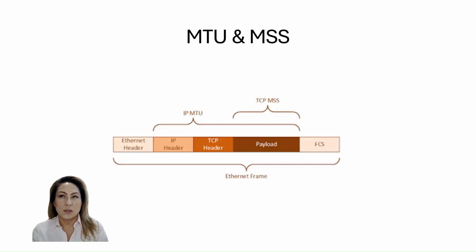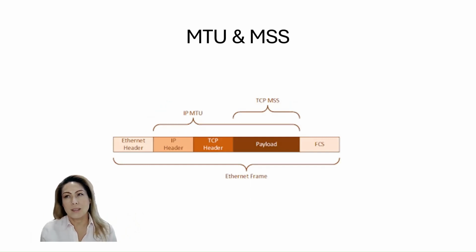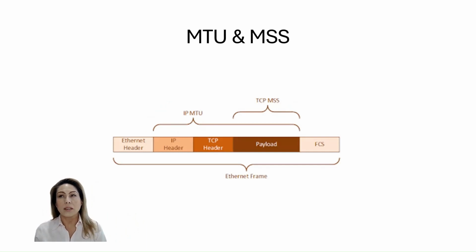MTU versus MSS. So MTU is the maximum transmission unit. It's the largest size of a data packet that can be transmitted over a network in a single frame or packet without fragmentation or being broken down into pieces. So it affects the efficiency of the data transmission. If the MTU is set too high, it can lead to packet fragmentation. It can also cause delays and reduce network performance.